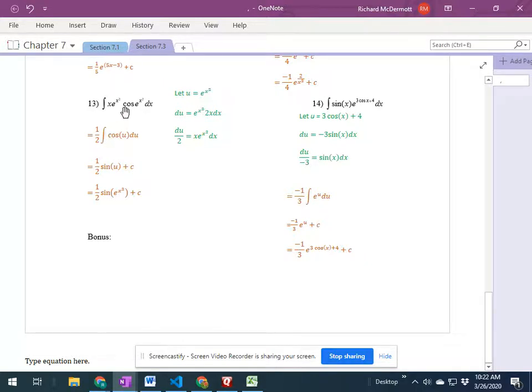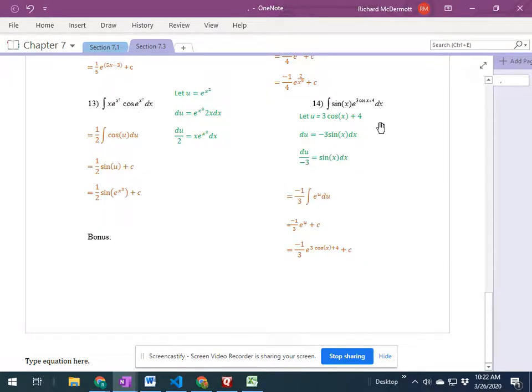And then our substitution is the cosine of u. So now we've got 1/2 the antiderivative of the cosine of u du. So this is equal to, well, the antiderivative of cosine is sine. So we have 1/2 the sine of u plus c. And we're going to do our back substitution. And we have 1/2 the sine of e to the x squared plus c.